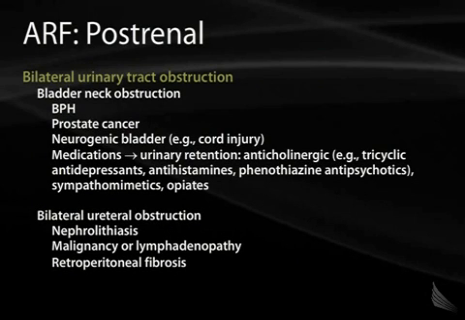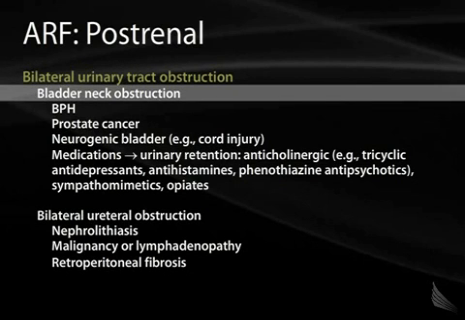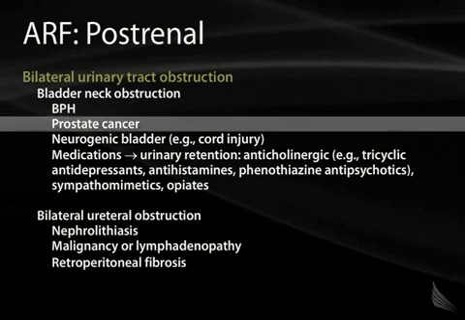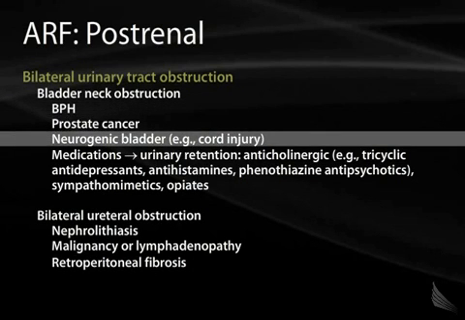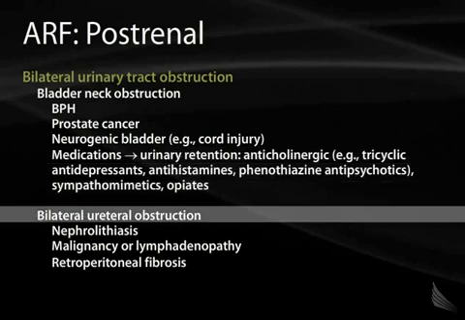Post-renal failure is perhaps the most straightforward and easiest to fix. It occurs when there is any obstruction in the urinary collecting system outside of the kidneys themselves. In men, this is mostly caused by bladder neck obstruction from prostate hypertrophy, but also prostate cancer and neurogenic bladder from a spinal cord injury or medications can lead to bladder outlet obstruction and post-renal acute renal failure.